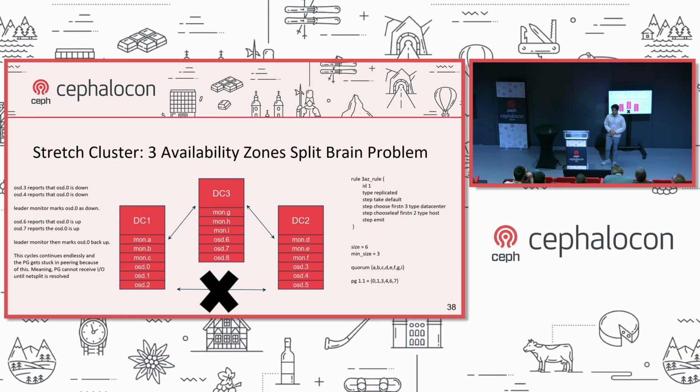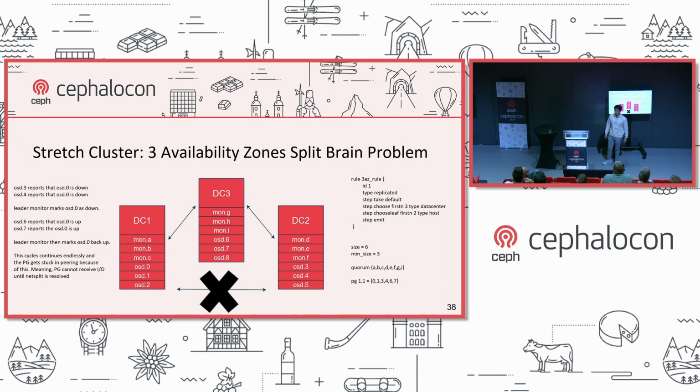So OSD3 from DC2 starts reporting that, oh, I think OSD0 is down because I can't reach them, and I don't have heartbeat. OSD4 also reports that OSD0 is down because it did not hear back from them. So the leader monitor marks OSD0 as down, but shortly after, because we have a connection with DC1 and DC3, OSD6 in DC3 reports that OSD0 is up. I can talk to this guy. And OSD7 reports that OSD0 is also up. So the leader monitor then marks the OSD back up again.